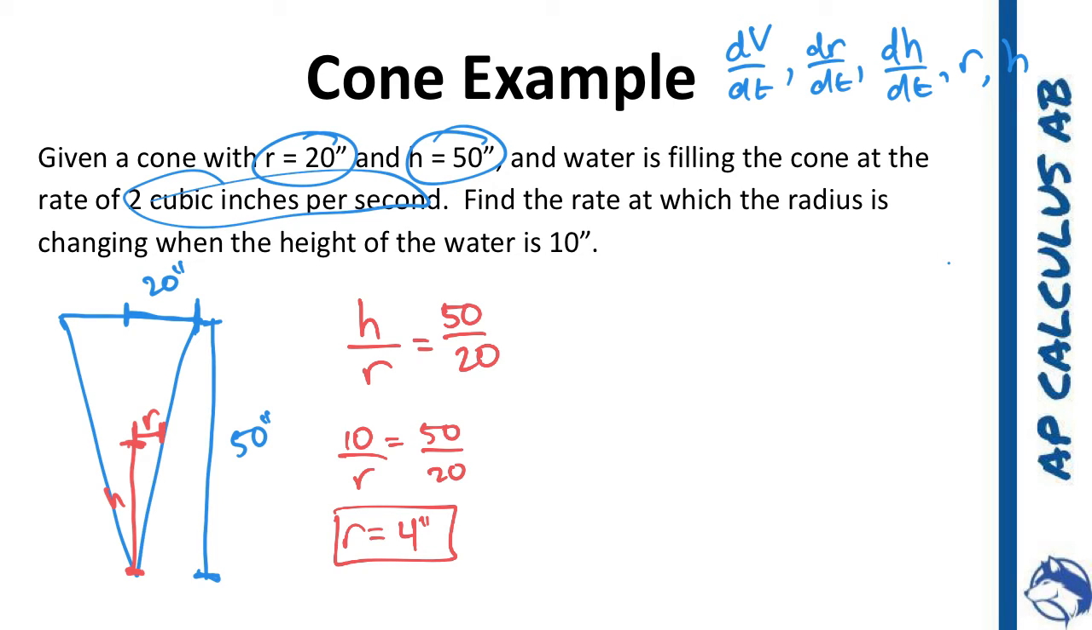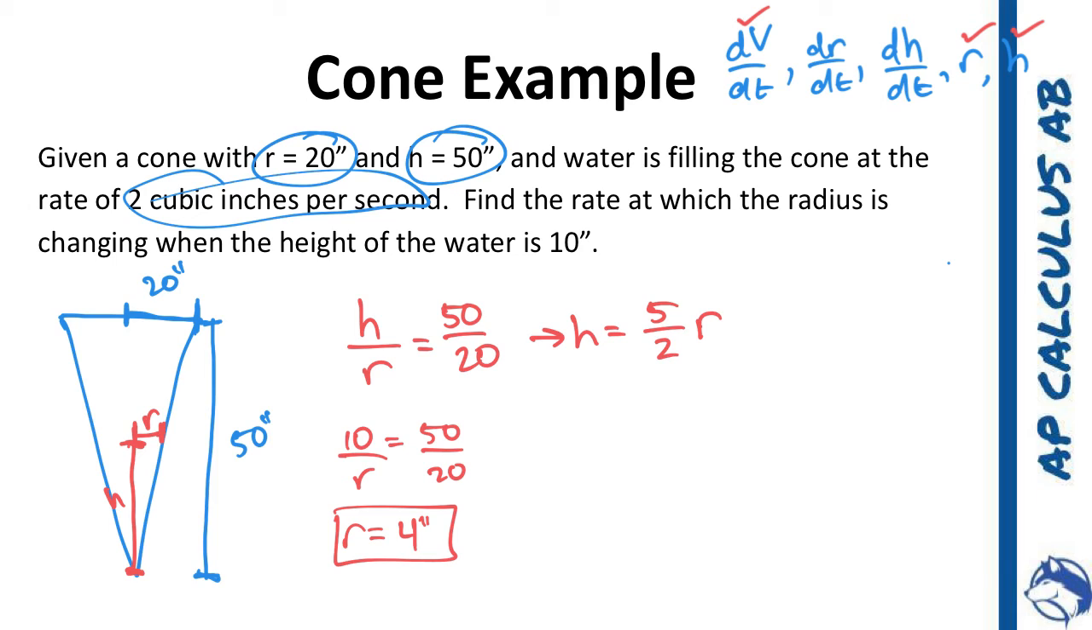But now I also have to use this specifically for something else. So I'm going to get this in terms of h. So I'm going to say h is equal to 5 halves r, 5/2 r. And what that's going to allow me to do is plug this into that original equation, because even after I found my radius, I've got my dV/dt, I've got my h, and I've got my r, but I still have 2 missing variables, so I really need to get down to 1.